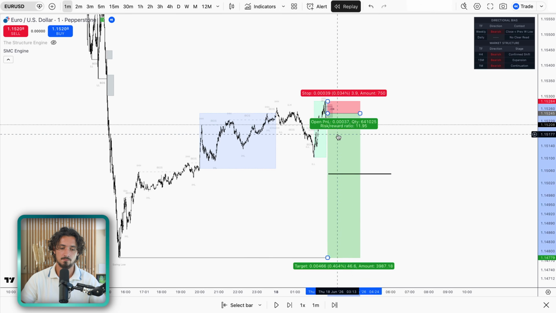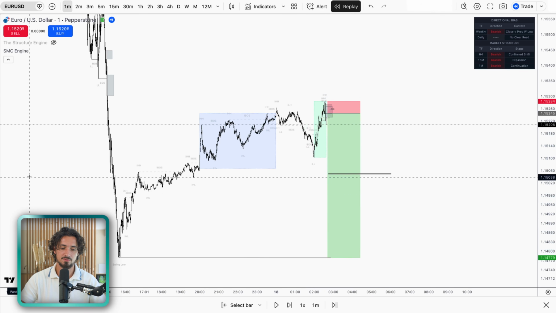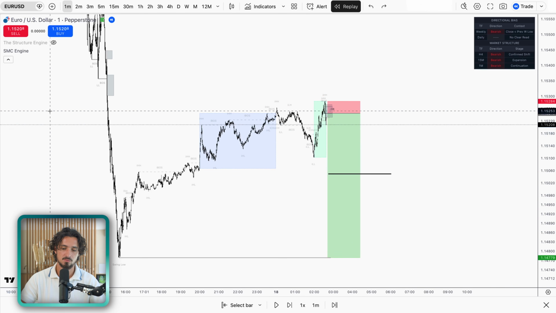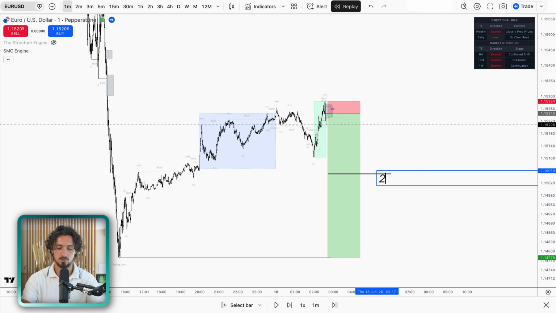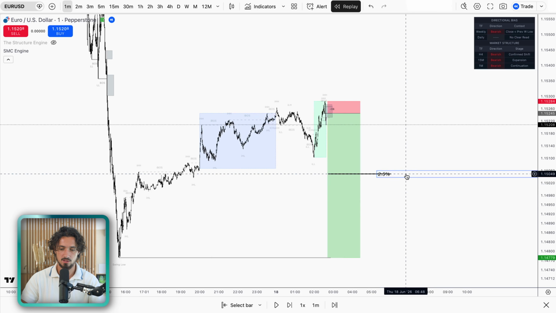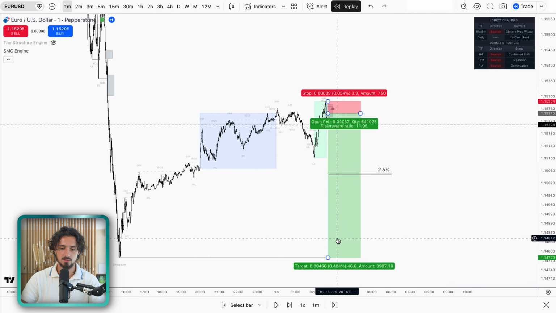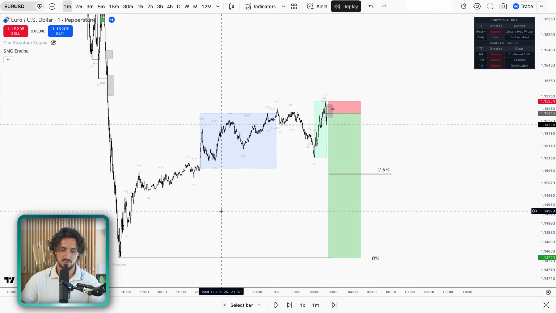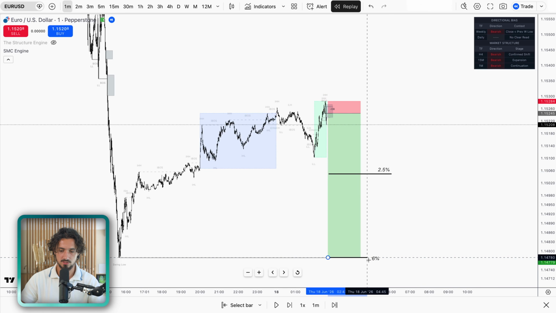So for 12R. So in this specific scenario, I have 5 and I'm going to close 50%. So 50% of 5 is 2.5. So the first target is for 2.5%, assuming you're risking 1% per trade. And then this one is, let's say 12, 50% of 12 is 6. So this target is 6%. So I have two profit targets. One is 2.5%. The other returns me 6%.